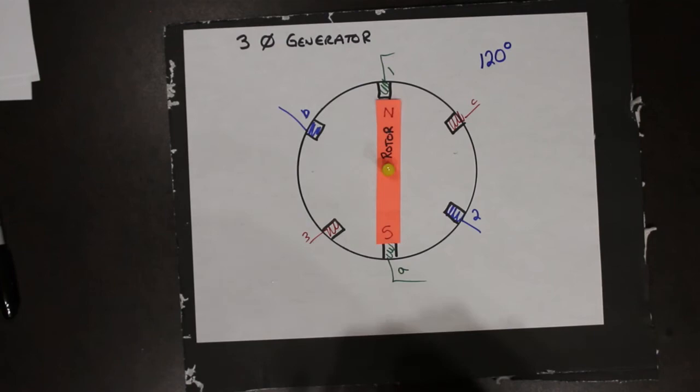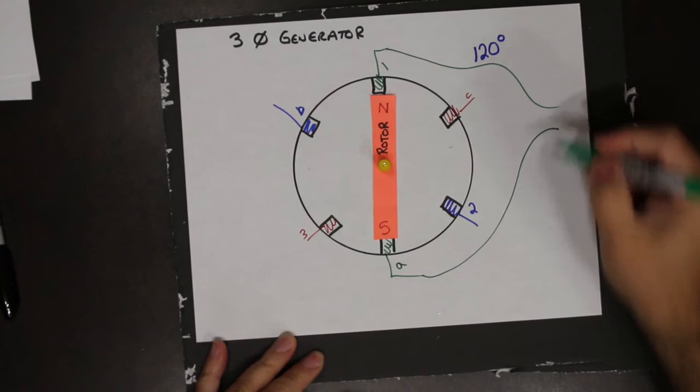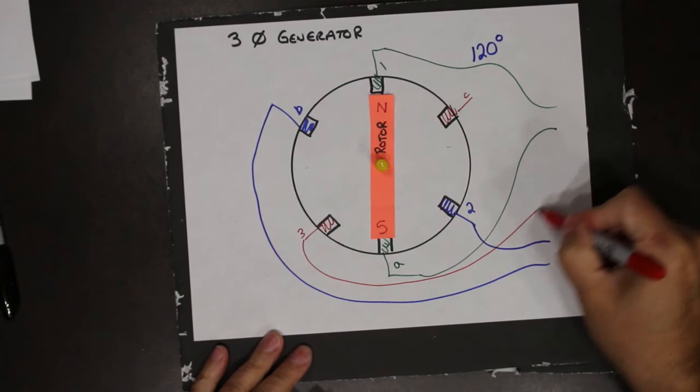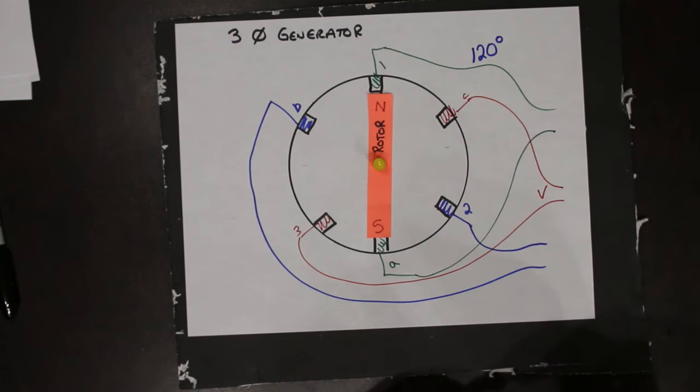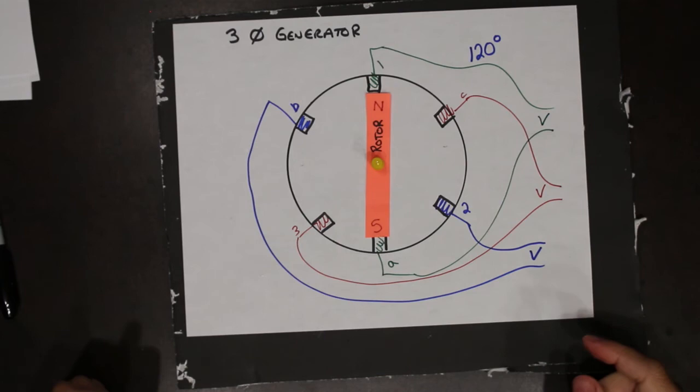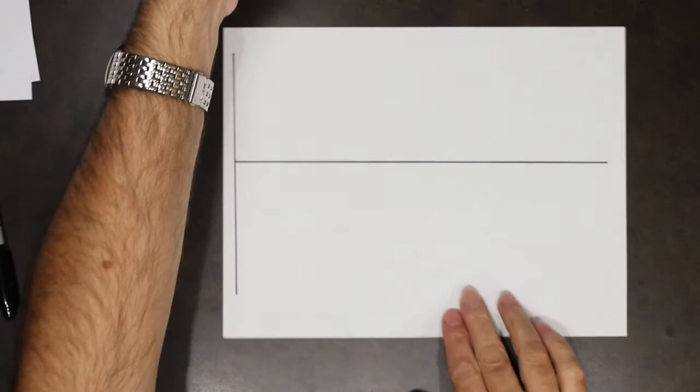So if I did the exact same thing, so I tapped off of there, I tapped off of there, and I tapped off of there, I would get 3 voltages, each of them 120 degrees out of phase. So if we wanted to see what that would look like, it would look something like this.